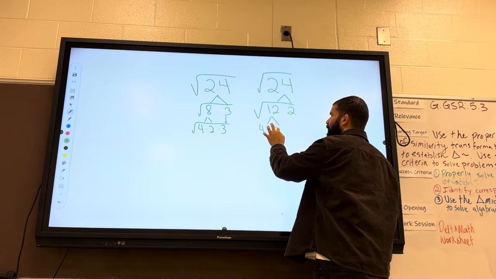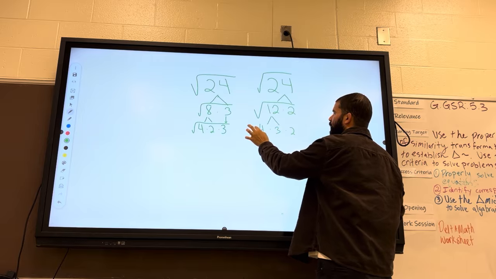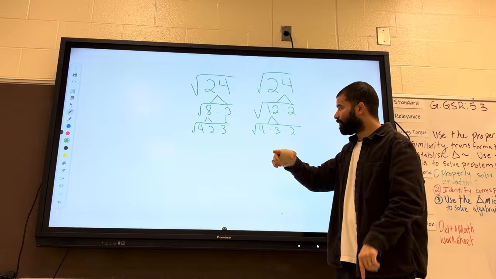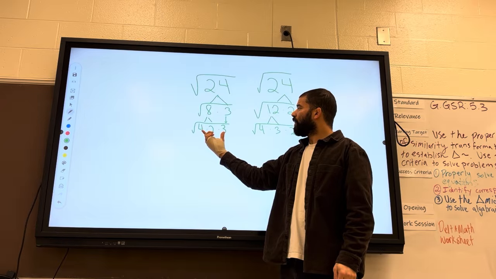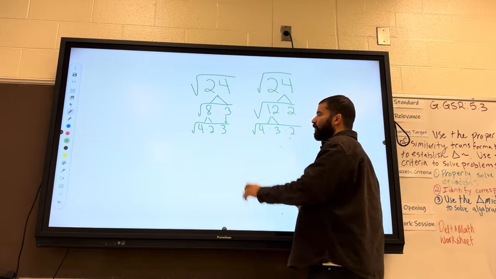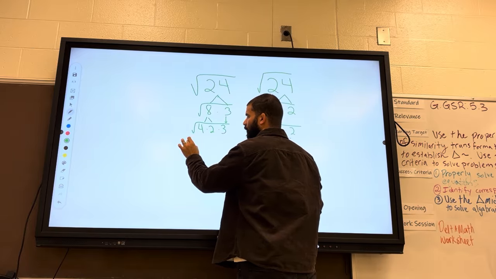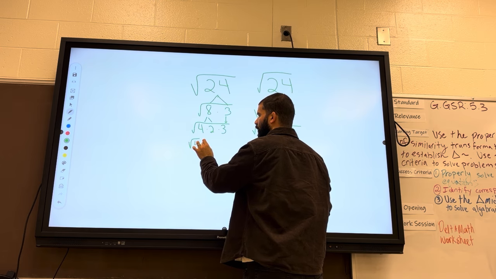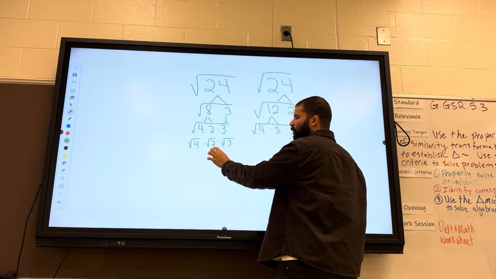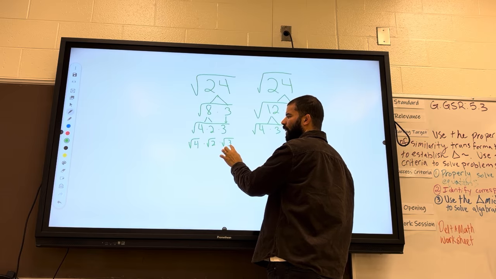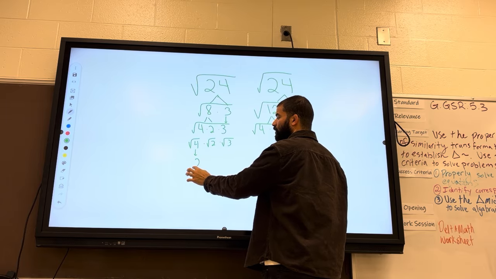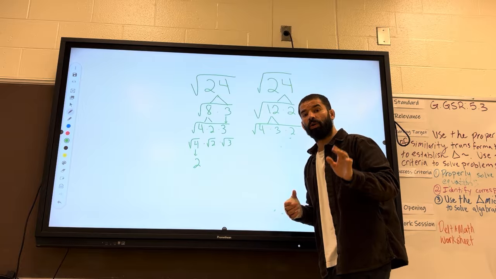4 times 3 times 2. So notice, even though we use two different numbers to simplify, we have 3 of the same numbers, okay? So now if we break this up individually, radical 4 times radical 2 times radical 3. Now we don't know a radical 2, and we don't know a radical 3, but we do know a radical 4, and that's going to get us 2. The square root of 4, 2.